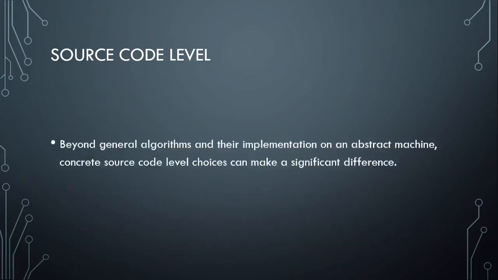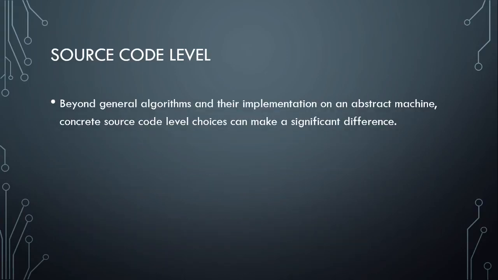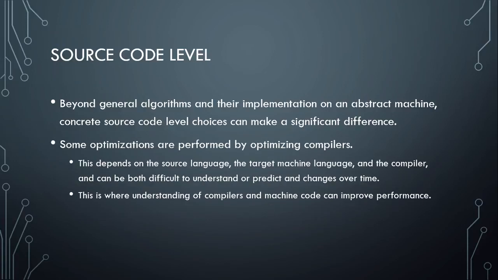The next level is the source code level. Beyond general algorithms and their implementation on the abstract machine, concrete source code level choices can make a significant difference.